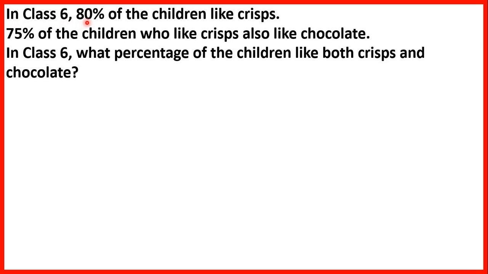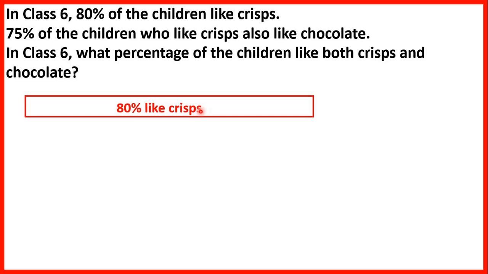In Class 6, 80% of the children like crisps. 75% of the children who like crisps also like chocolate. In Class 6, what percentage of the children like both crisps and chocolate? So we know that 80% like crisps, which means that 20% don't like crisps, because percentages need to add up to 100% in total. And we know that 75% of the 80% also like chocolate.